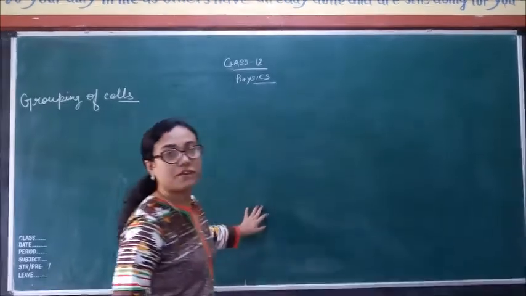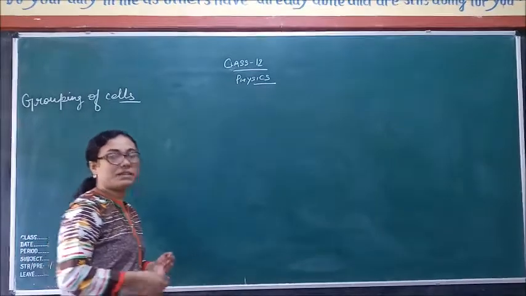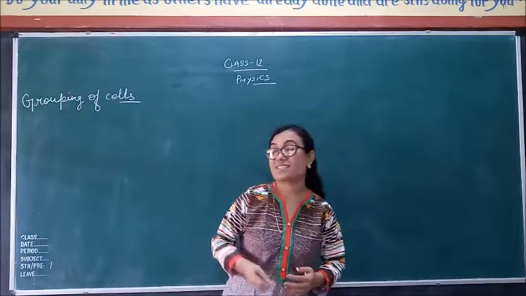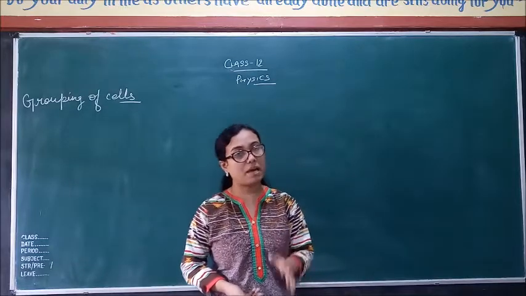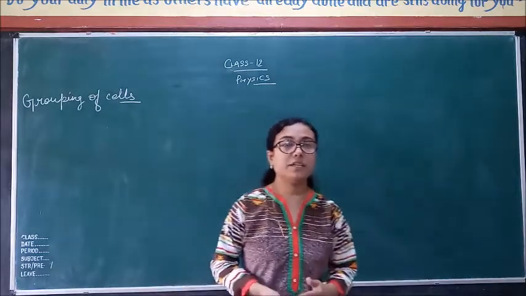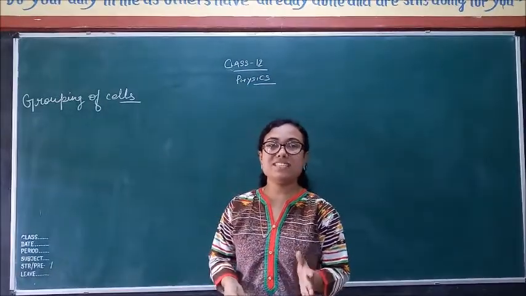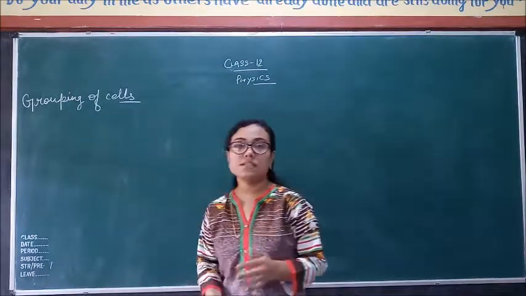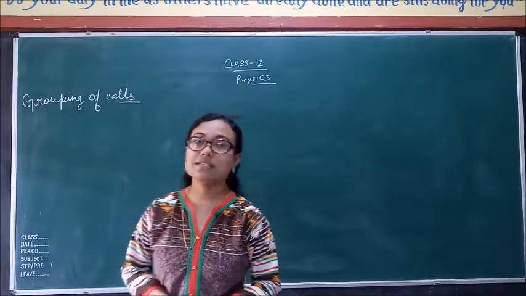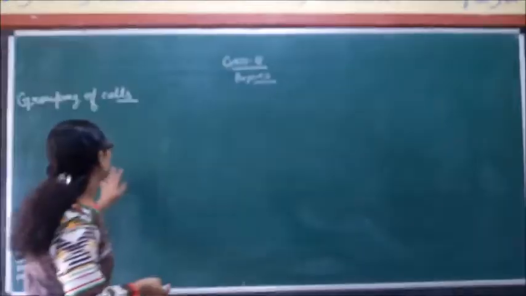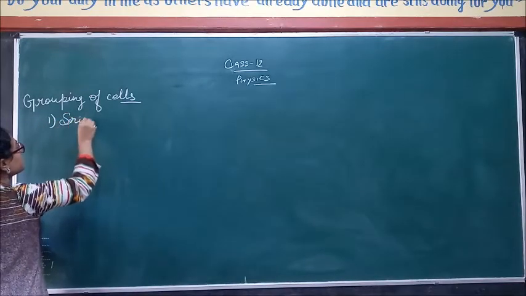Today we are going to take further topics. So our first topic is grouping of cells. Before that, we found resistors are connected in series as well as in parallel. This time we will do cells. Grouping of cells is of two types: one, when the cells are connected in series, another when the cells are connected in parallel. Okay, so our first topic is cells connected in series.